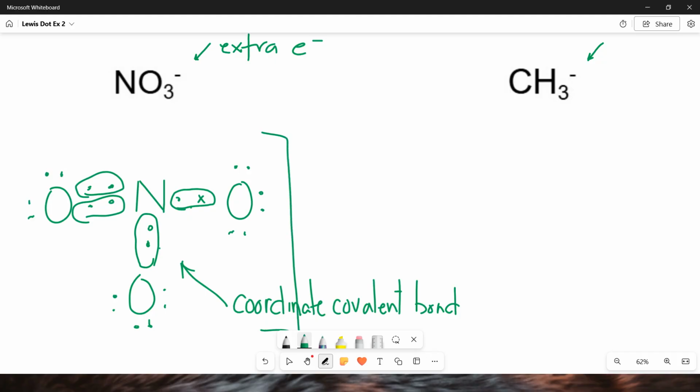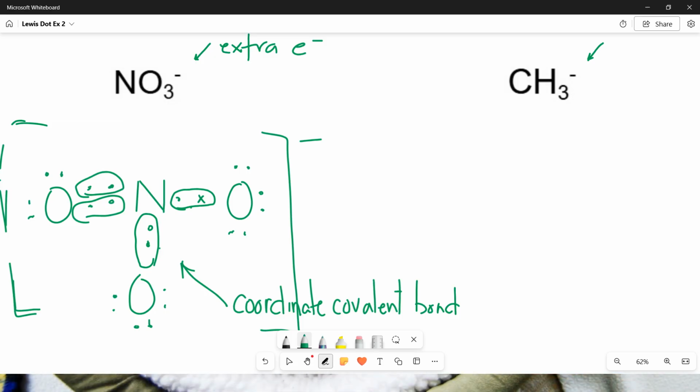Now, I do not have to make this look different than the other electrons, but I need to tell my reader that there's an extra electron by putting brackets around it with a negative charge. Okay? So what shape would this be? Well, there are 3 bonds coming out of the nitrogen. This is trigonal planar. And it's planar because there are no spare, unshared electrons up here to push the bonds down. So this would be 120 degrees.